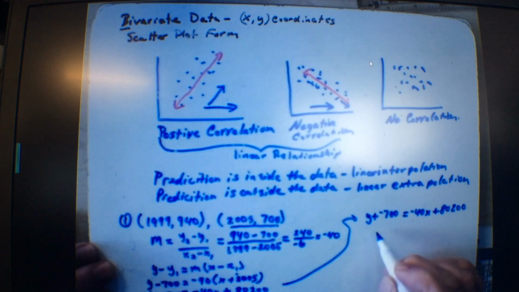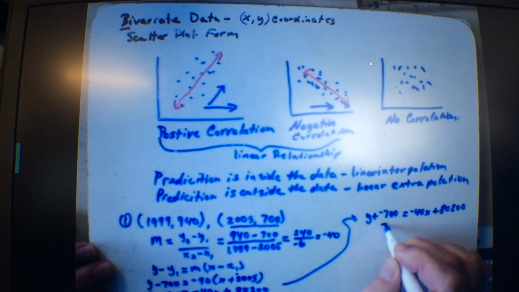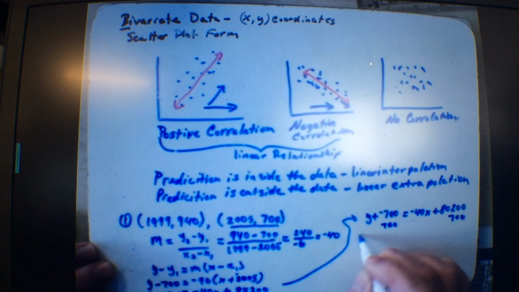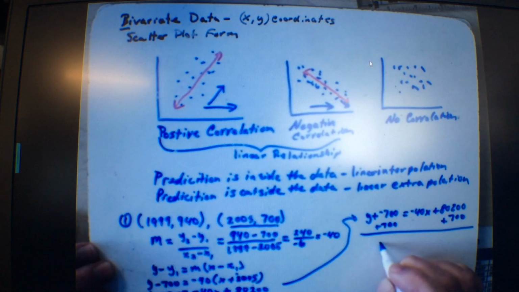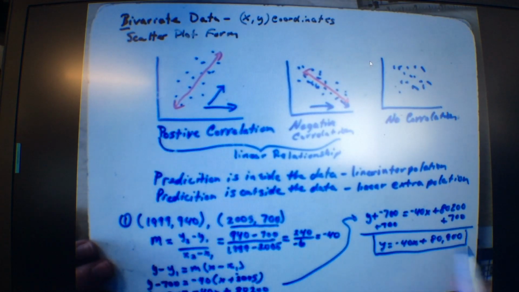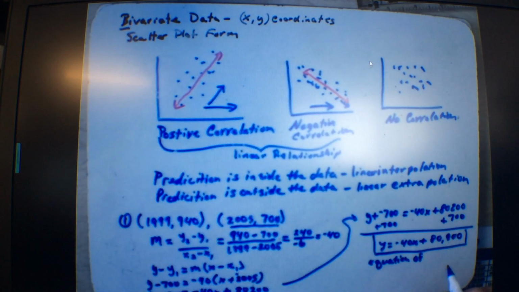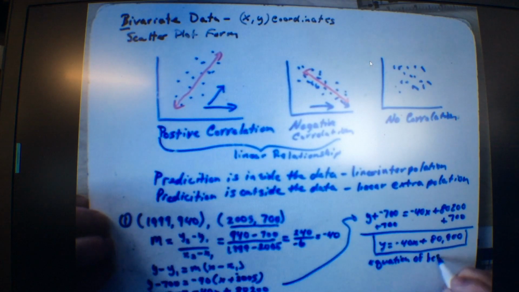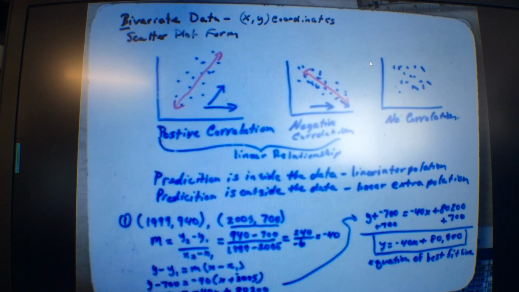Yes? Okay. Now we're going to subtract the negative 700 from both sides, which is the same as adding it, right? Yes. So I get y equals negative 40x plus 80,900, right? All right, now folks, this is what we call the equation of the line of fit. I call it a best fit line. It's named both ways, best fit line or best line of fit. Any questions? All right.